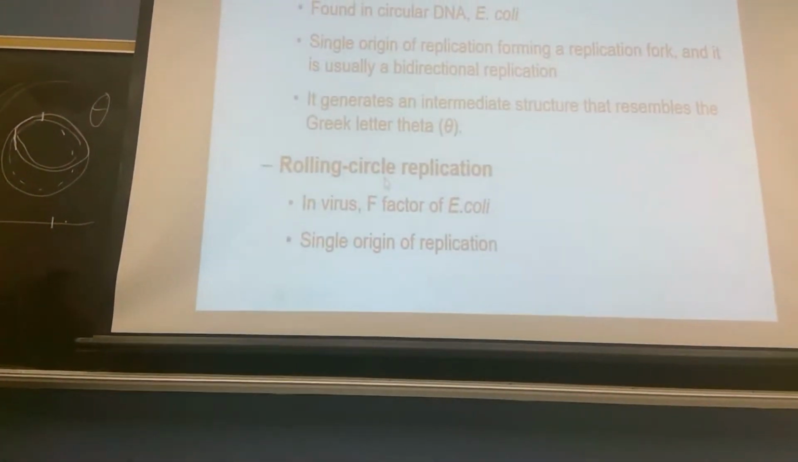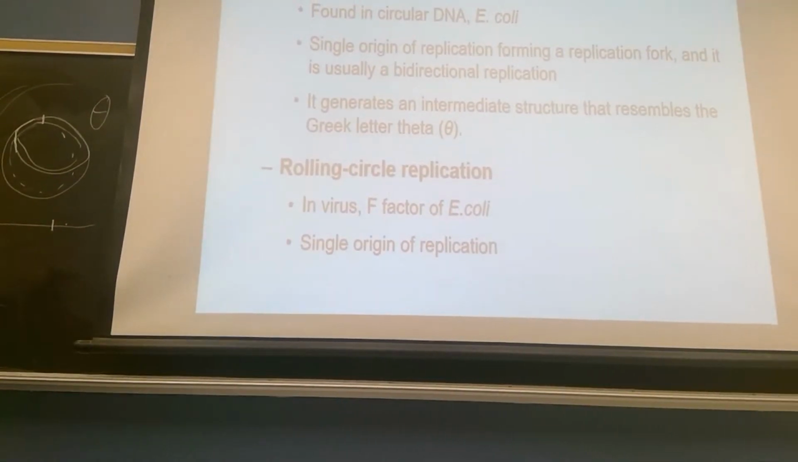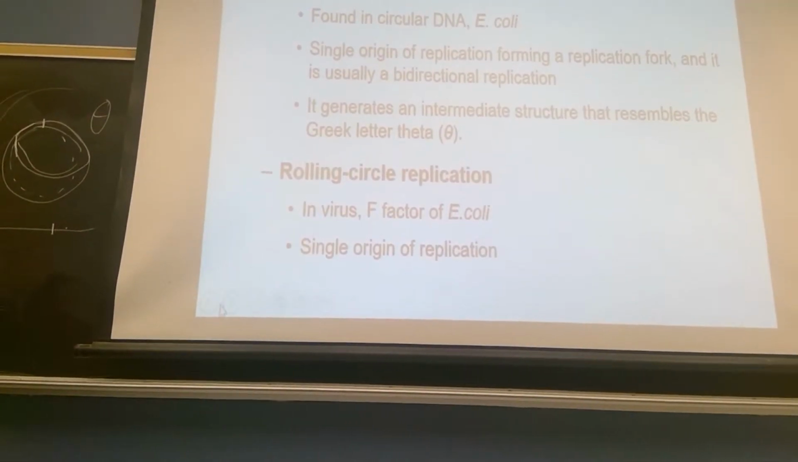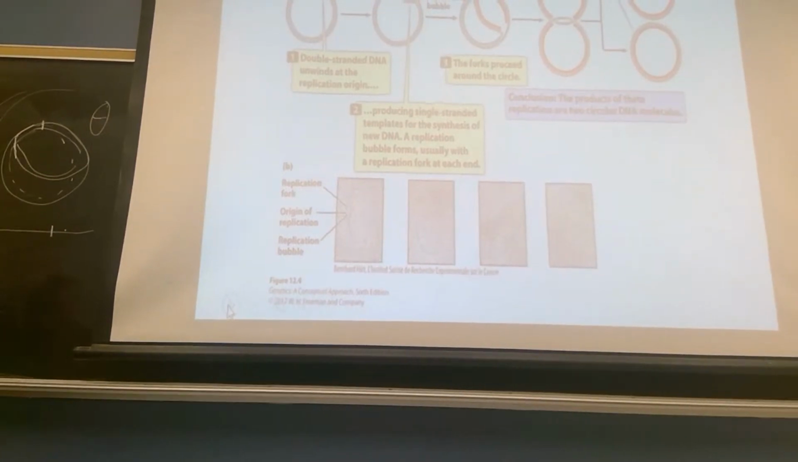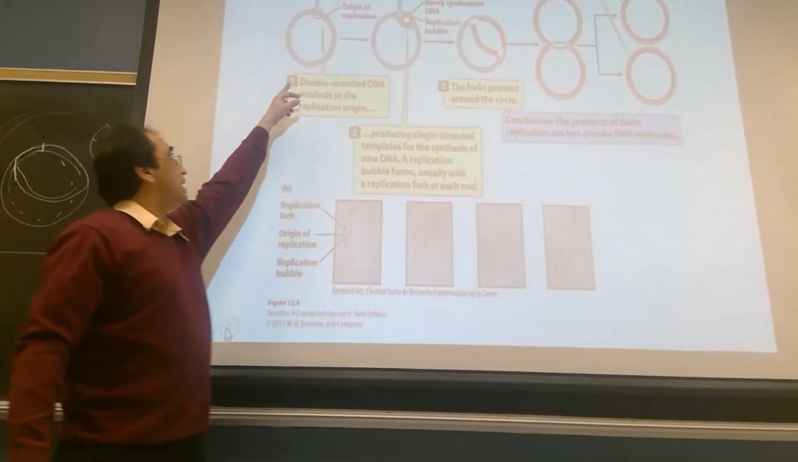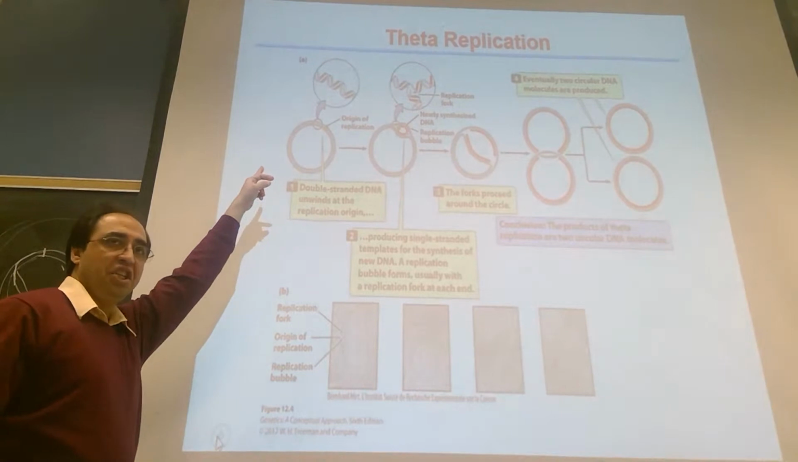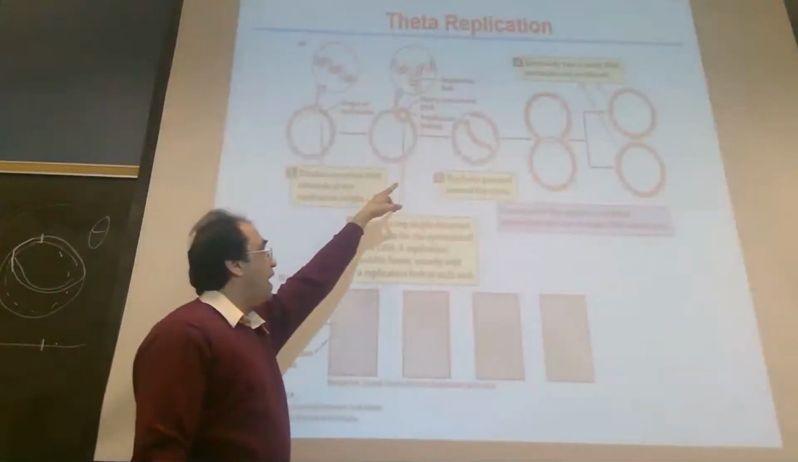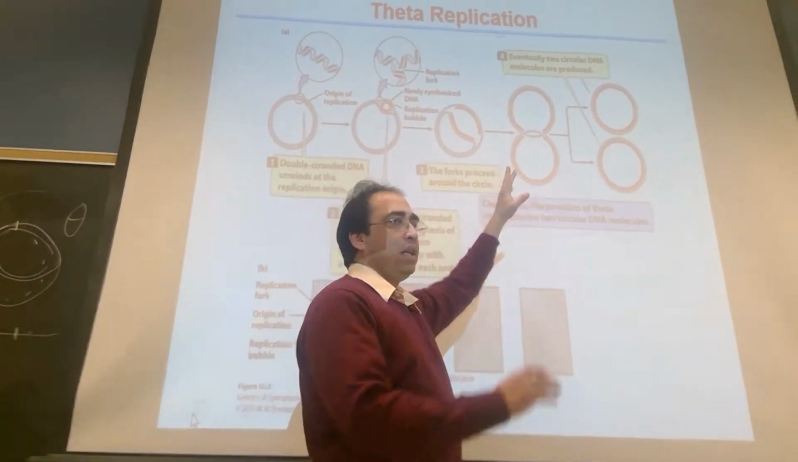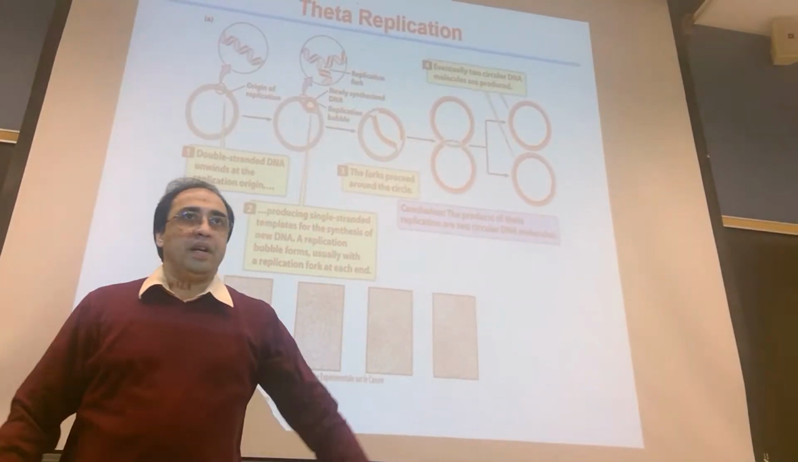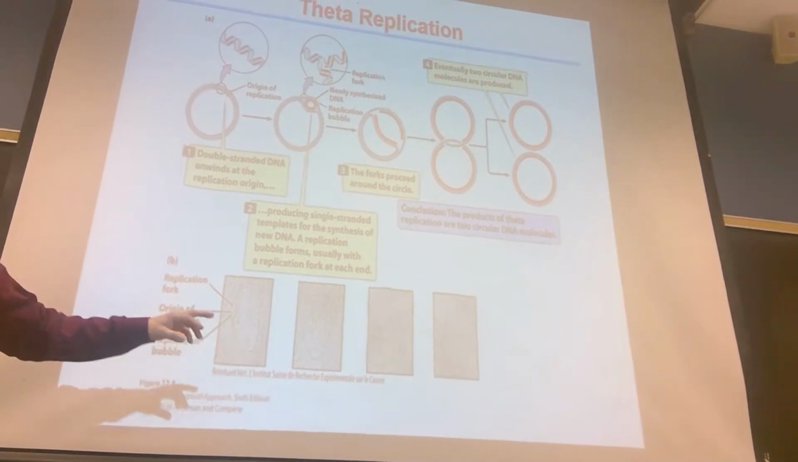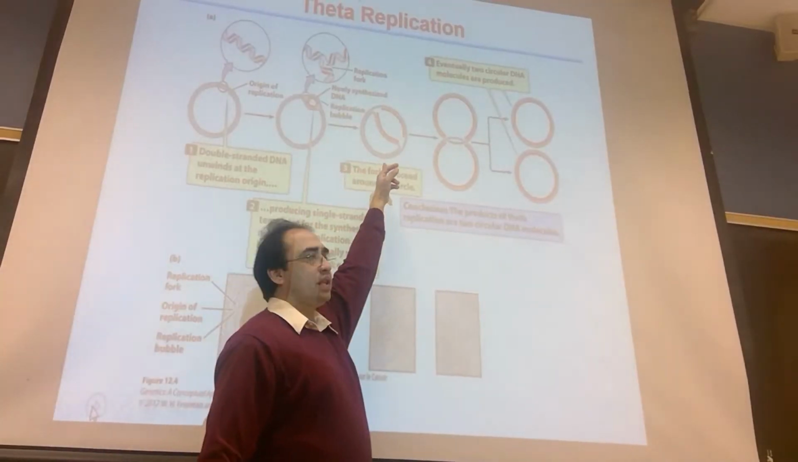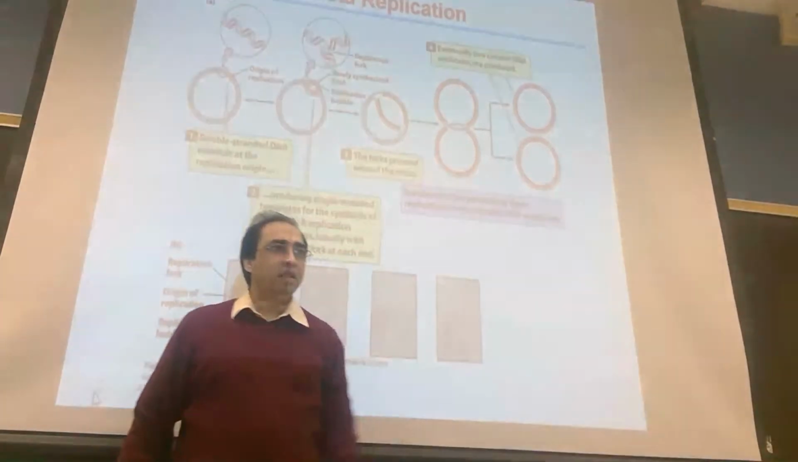And another is called rolling circle replication. What is rolling circle? This is the theta replication. So this is actual DNA. That is the origin. In that origin, it is opening and it is going on. And finally, two circles are separating. Okay. So at this point, it looks like theta. That's why it is called theta replication.